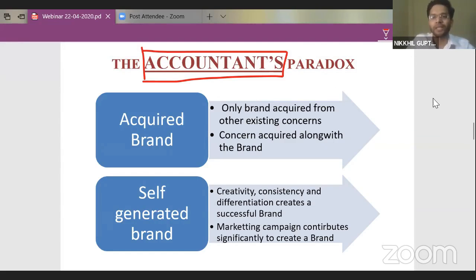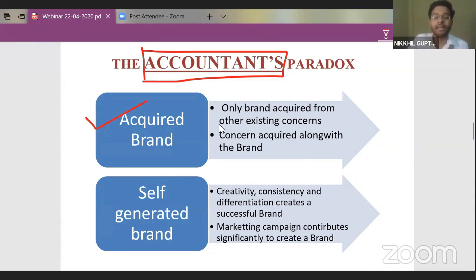Paradox means something which is weird, something which is inconsistent, something which is different from the usual. So the accountant's paradox is, okay, there are two kinds of brands, guys. One is an acquired brand. Acquired brand means the brand which I have purchased from someone. I approached that person and told him, hey, I want to buy your brand. That is known as an acquired brand. I acquire a brand by paying some amount of money to that particular person.